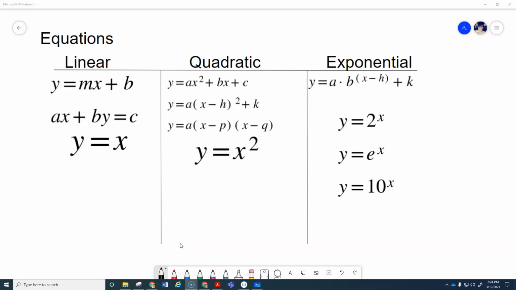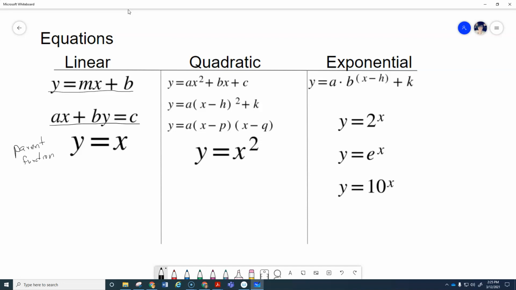So the next thing we are going to compare and contrast are the characteristics of the equations. When we're looking at linear equations, you guys recognize this is our slope-intercept form here, standard form here of linear equations, and this is our parent function. Our parent equation for a line, y equals x.